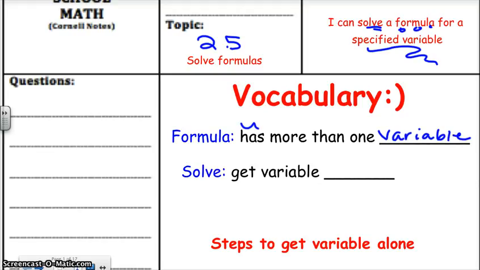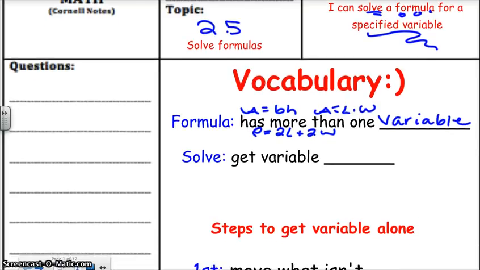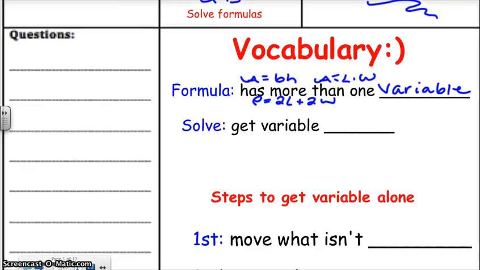Examples: area is equal to base times height. I have three variables there. Or area is equal to length times width. Three variables again, an A, an L, and a W. Okay, perimeter formula. Perimeter is equal to 2 times the length plus 2 times the width. That's a formula.